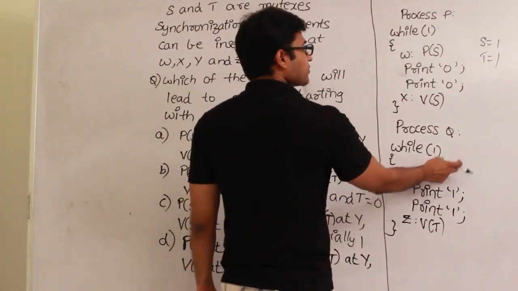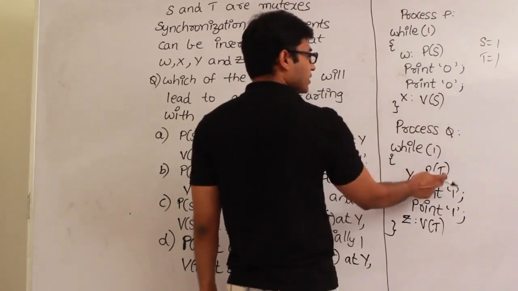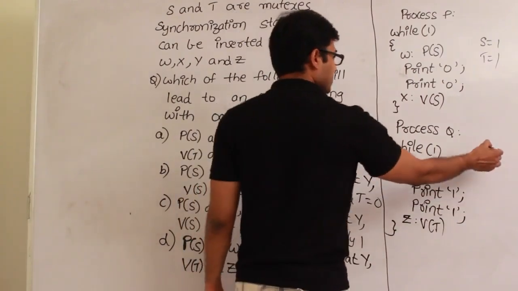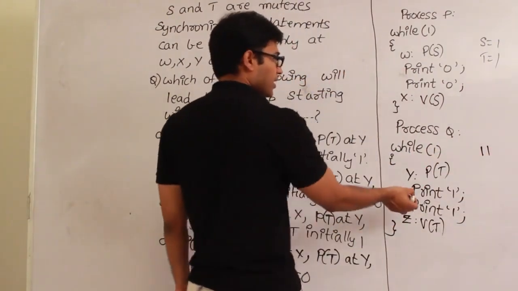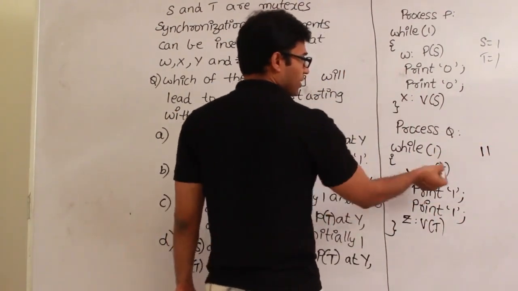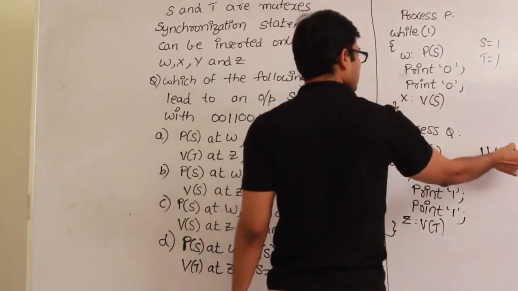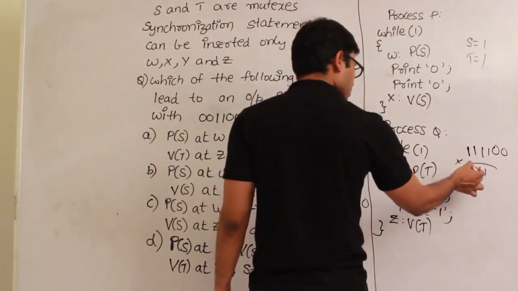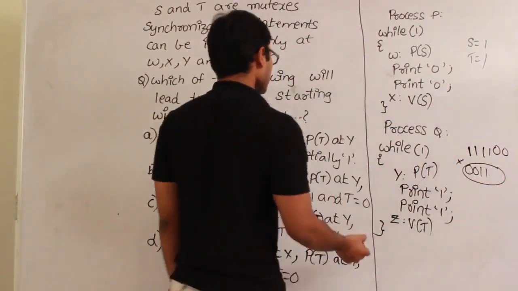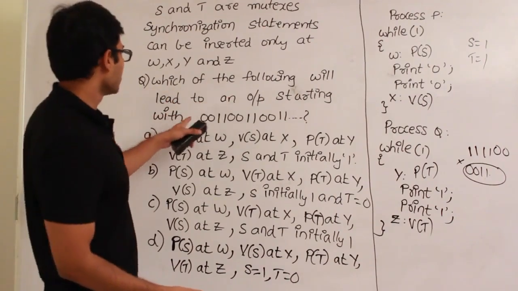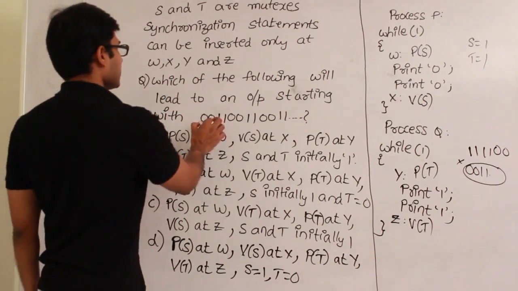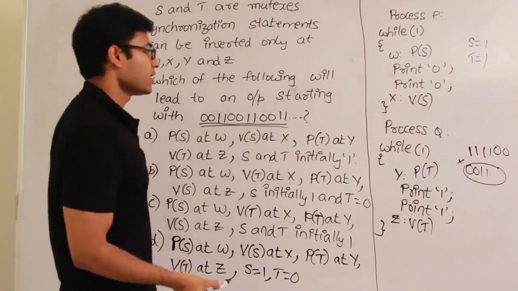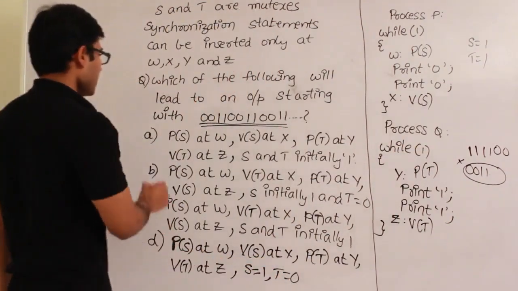The reason is process Q is waiting for only T, and T is initially 1, therefore Q will never get blocked, right? And here 1 1 will print, which means one possible sequence is 1 1, and then maybe even after that it will print 1 1 again, or it can go to 0 0. Therefore 0 0 1 1 is not the only possibility. Yes, 0 0 1 1 is possible, but it is not the only possibility. They are saying which of the following will lead to an output starting with this. We should start only with this, not with anything else. But here 1 1 is also possible. Therefore A is not the option.